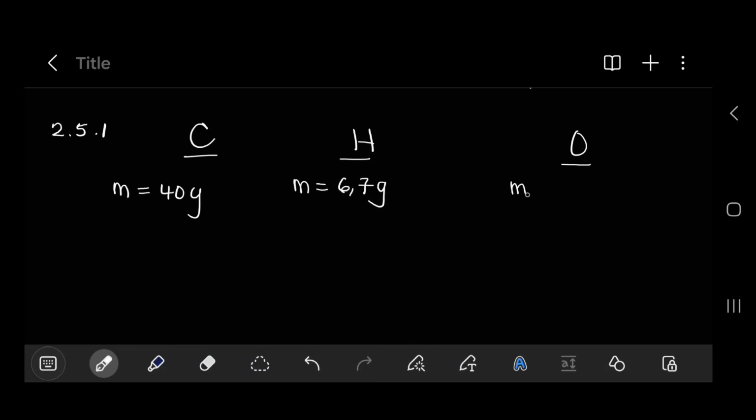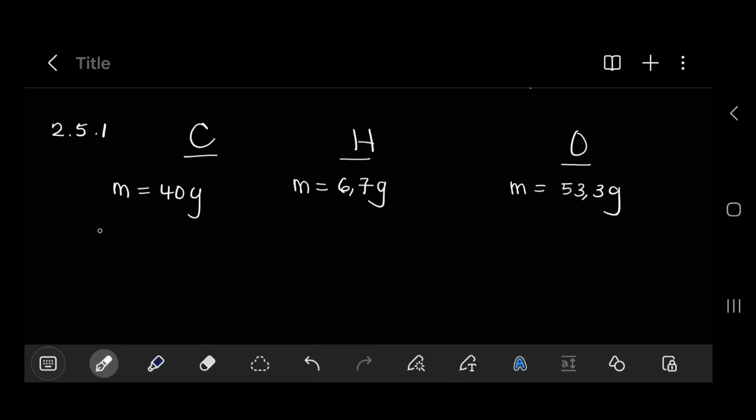So here's the order that we're going to work with. We're going to work with C, then H, then O, since that's how it's given to us in that formula. We're going to have mass of carbon as 40 grams, mass of hydrogen as 6.7, the one that we just calculated, and mass of oxygen was 53.3 grams.